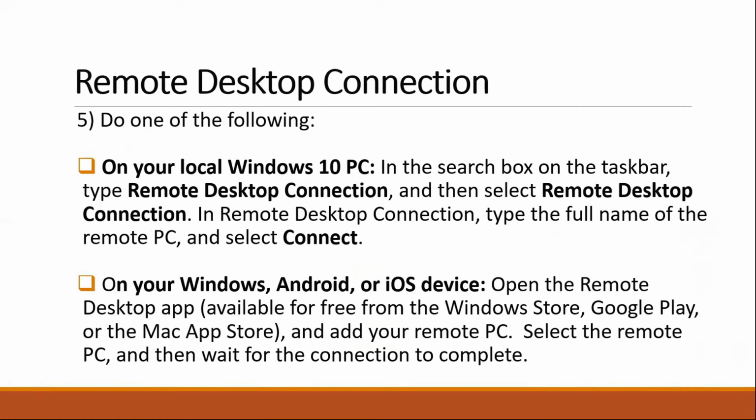And then to follow on with that, on your local Windows 10 PC, in the search box, you want to type Remote Desktop Connection, and that application will come up. And then you type in the full name of the PC. Remember, we said remember the PC that you want to connect to, and then select Connect. And then on your Windows, Android, iOS device, you can also download that application, and it's free.